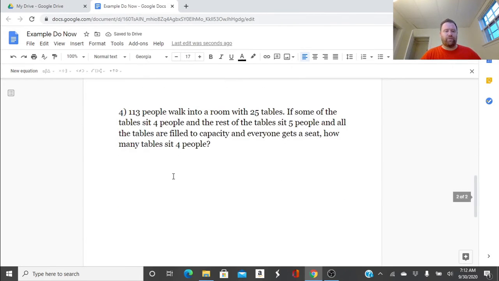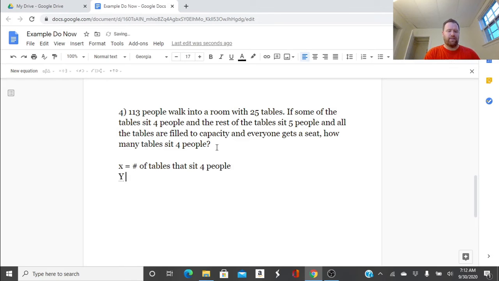Okay, on to the fourth one. 113 people walk into a room with 25 tables. If some of the tables sit 4 people and the rest of the tables sit 5 people, and all the tables are filled to capacity and everyone gets a seat, how many tables sit 4 people? All right, we're going to set up 2 equations here. First I'm going to specify some variables. I'm going to say x equals the number of tables that sit 4 people. So we'll be solving for x.